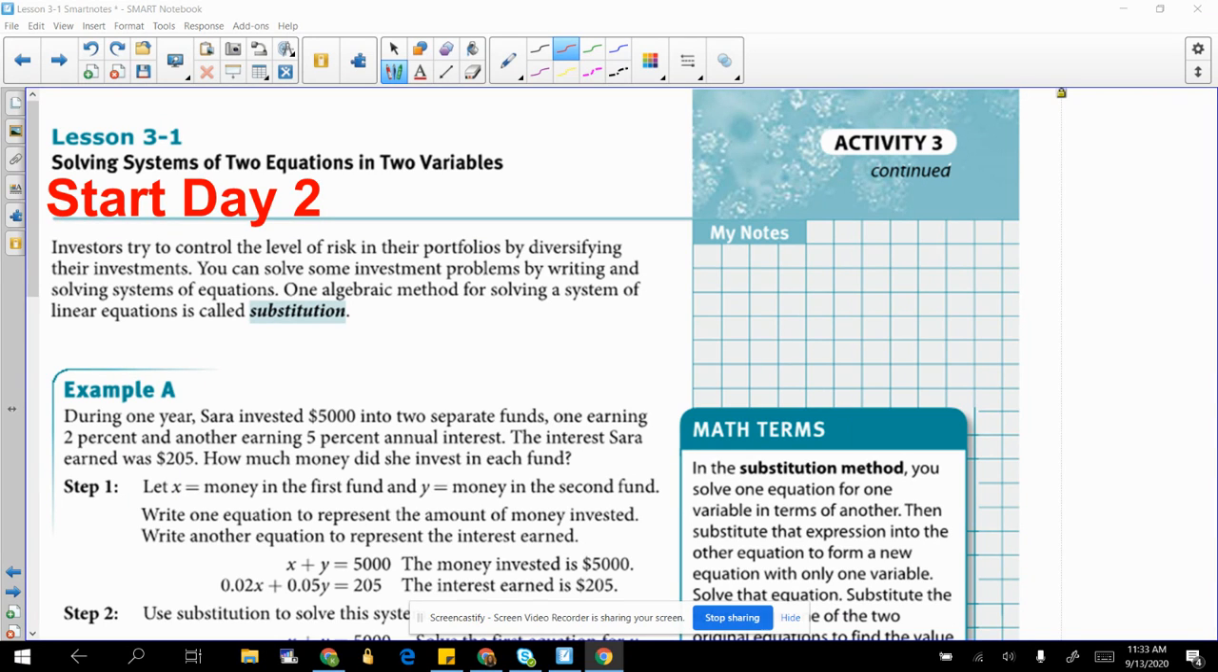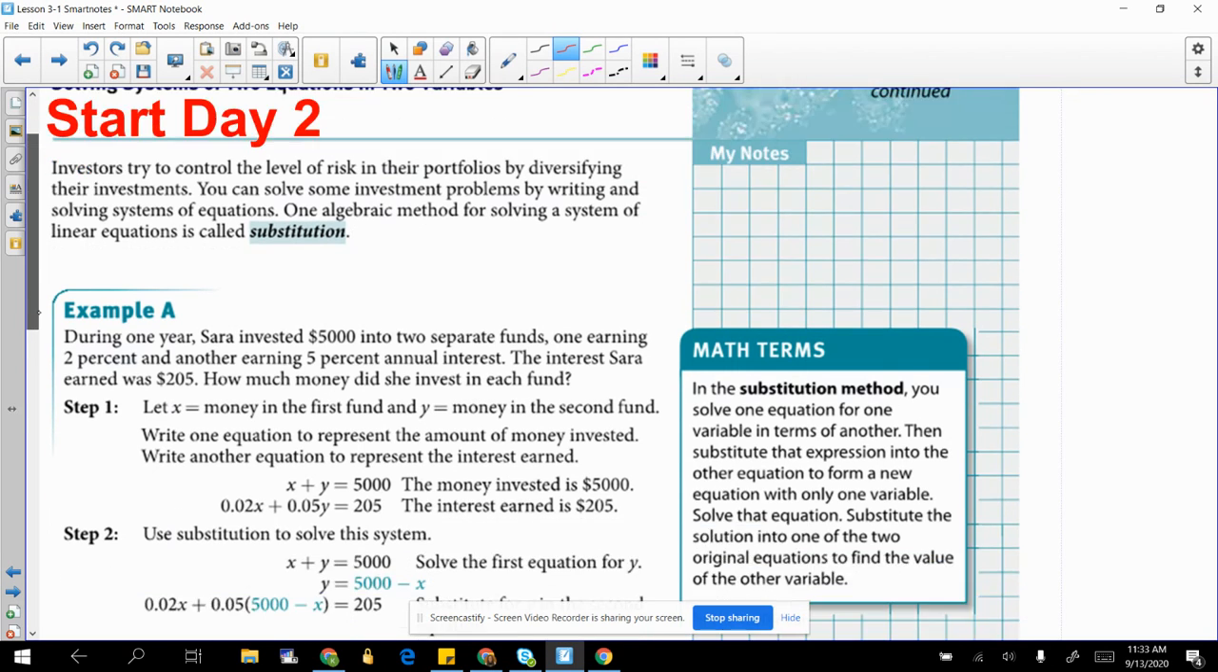Okay, so it says investors try to control the level of risk in their portfolios by diversifying their investments. You can solve some investment problems by writing and solving systems of equations. One algebraic method for solving a system of linear equations is called substitution. Oh, and we are on page 33. If you are not there yet, page 33.